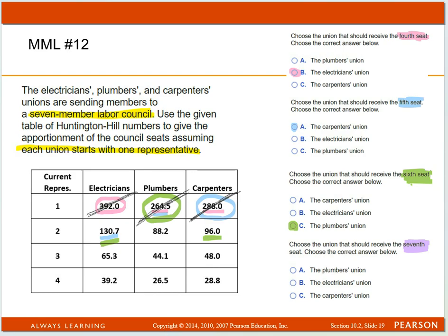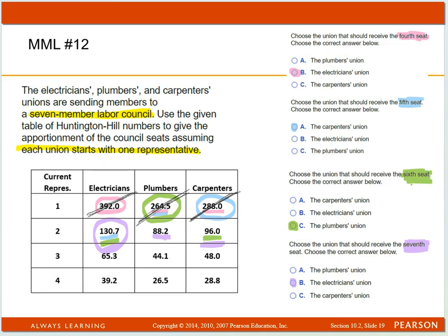And now we're down to the last seat, which is actually the 7th. And you'll compare the 130 number with now the 88.2 compared to the 96.0. And of those 3 numbers, the 130 is the largest, which is under the electricians. So the electricians get that seat.